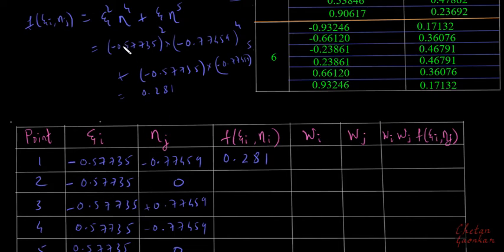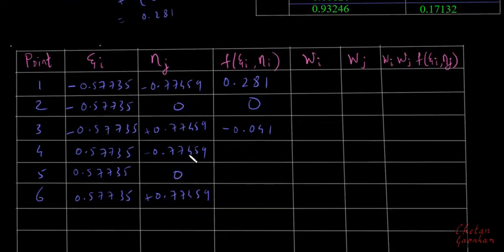Similarly, if I substitute these values here and calculate the value of this function for this xi and eta, I will get this value as 0, because there is eta here, and irrespective of the value of xi, it will be 0. If I substitute this value, I'll get minus 0.041. And then similarly, if I substitute all these values, I will get this as minus 0.041. This value will be again 0, and finally this value will be 0.218.